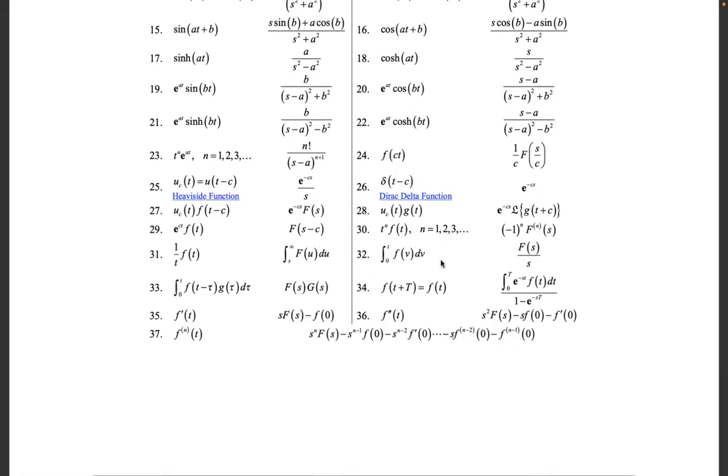Then this is for the integration: the integral from 0 to t of f(v) dv gives F(s) over s. Here we have the first order derivative, then the n-th order derivative.